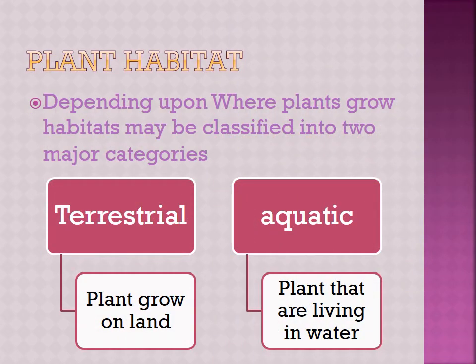Depending upon where plants grow, habitats may be classified into two major categories. One is terrestrial and another is aquatic. Terrestrial plants grow on land, while aquatic plants live in water.